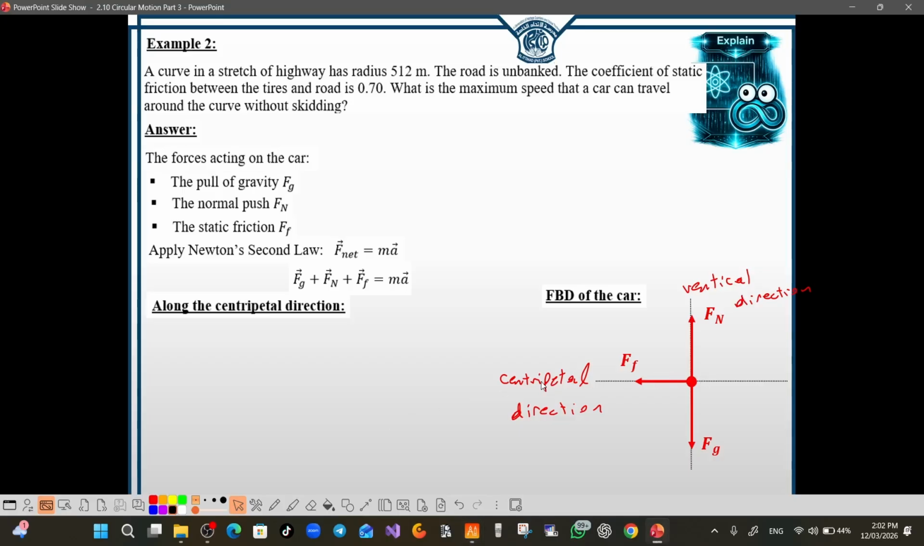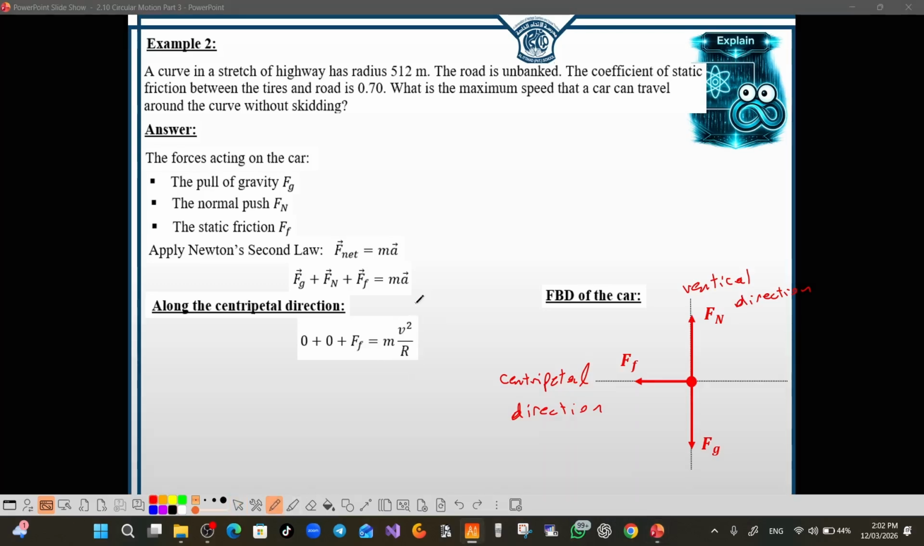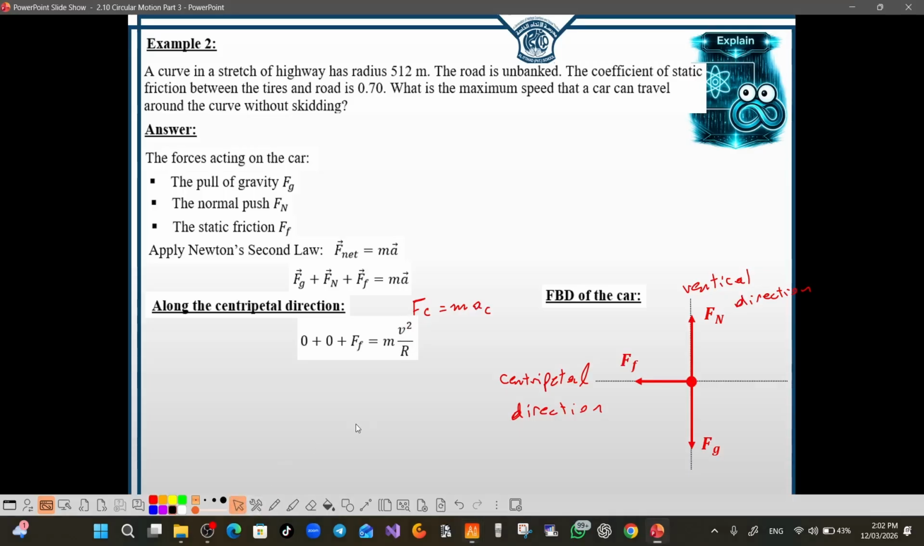Now, since this is the centripetal direction, we don't use the Fnet in this classical way. We're going to promote it into the centripetal version. So let me write here, it's going to be FC equals MAC. Now the centripetal force here is only the friction, and the acceleration becomes, in this case, centripetal acceleration, written as v squared over r. Now Ff is equal to mv squared over r.